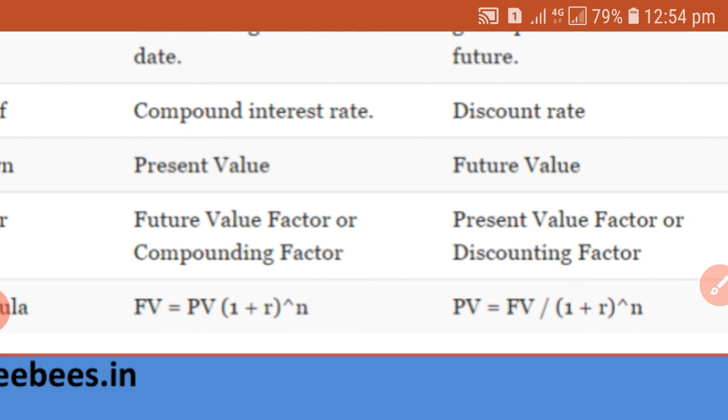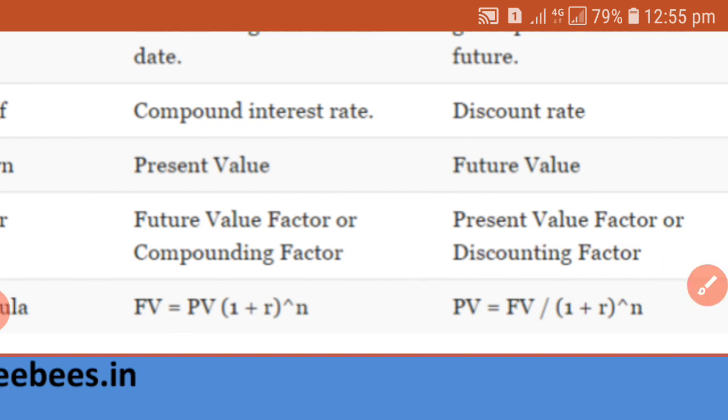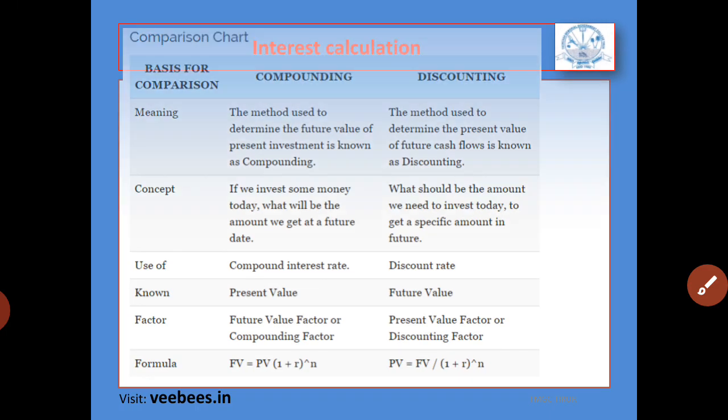In case of discounting, we will use this equation: present value is equal to future value divided by 1 plus R all raised to N. These are the two equations that we will use to calculate present value and future value. Then let us try to calculate this present value and future value.